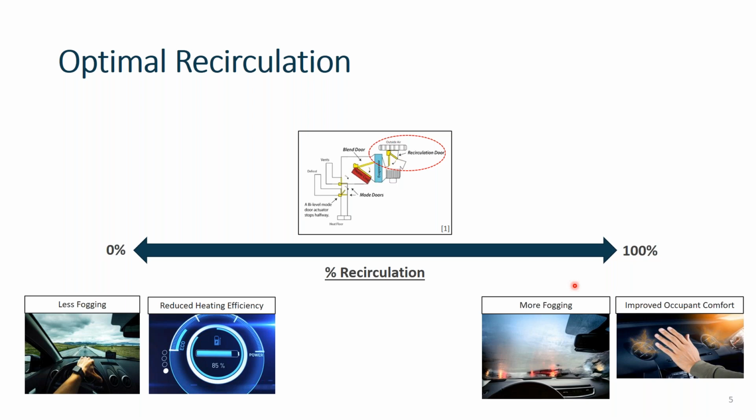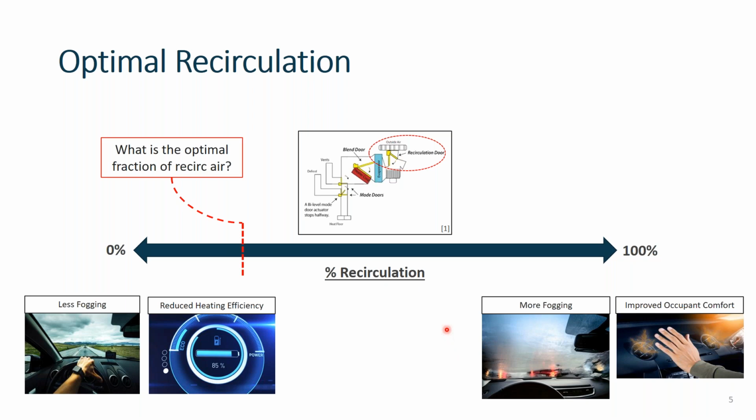So on the other side of the spectrum, we're recirculating more air from our cabin, but because we're continuously adding moisture from our occupants, our moisture content is higher and we do see more fogging generally for these cases. However, we of course have improved occupant comfort and also improved heating efficiency. So there's definitely energy management concerns as well for a battery electric vehicle, for example.